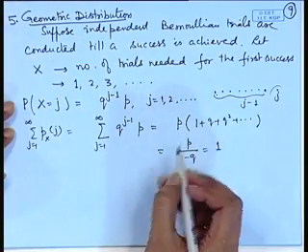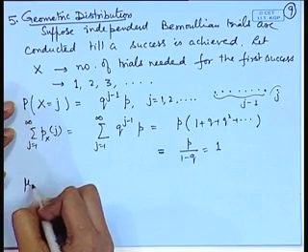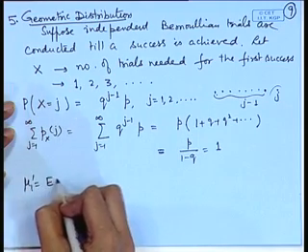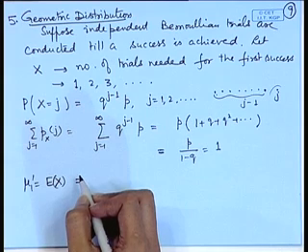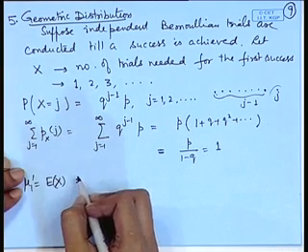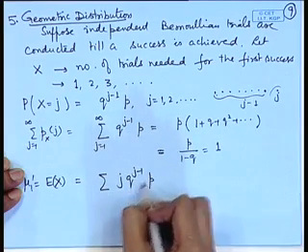So, we may look at its various characteristics such as the mean, say mu 1 prime, expectation of x, that is equal to sigma j q to the power j minus 1 p.